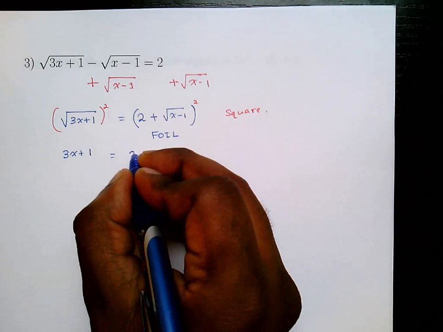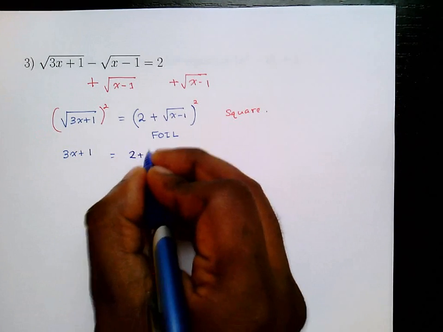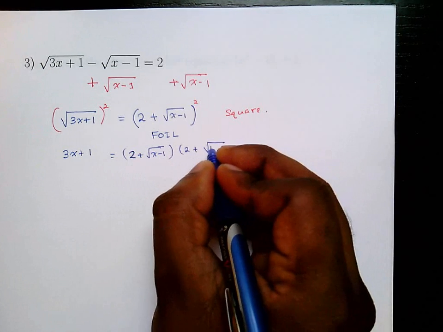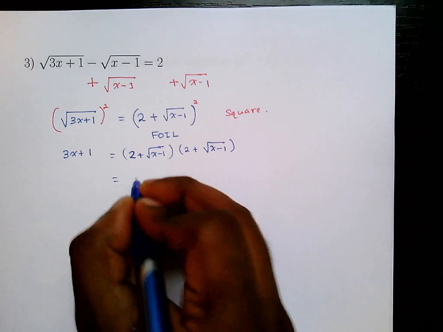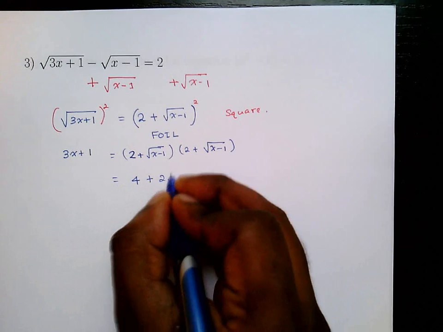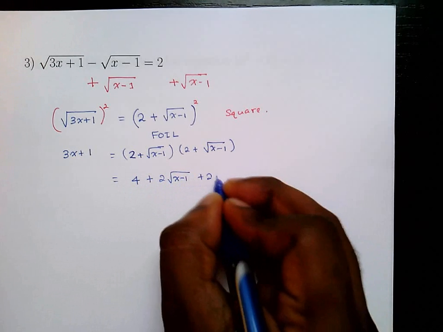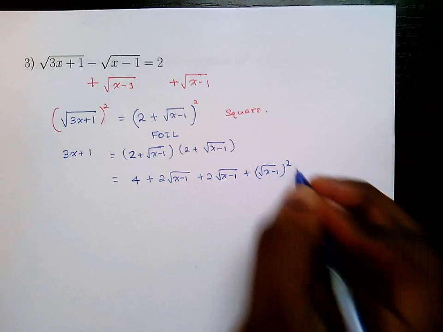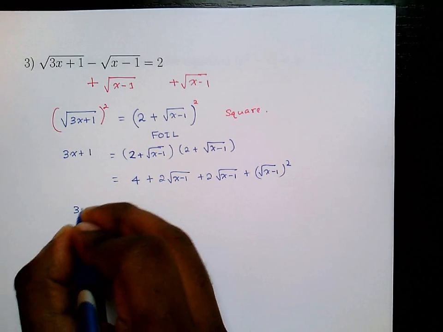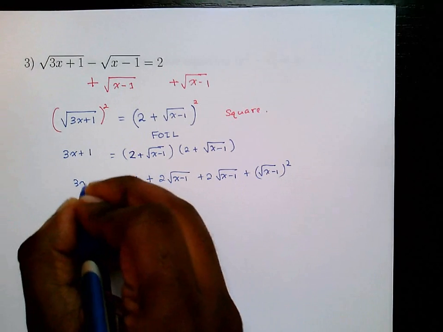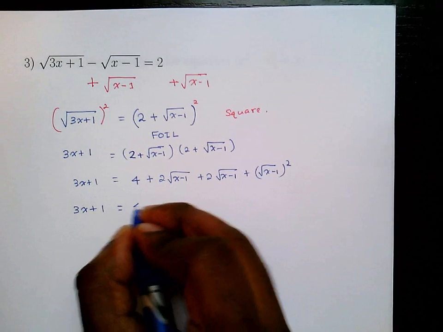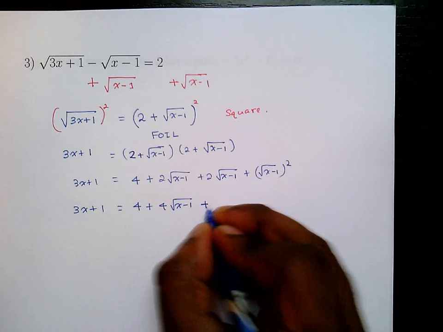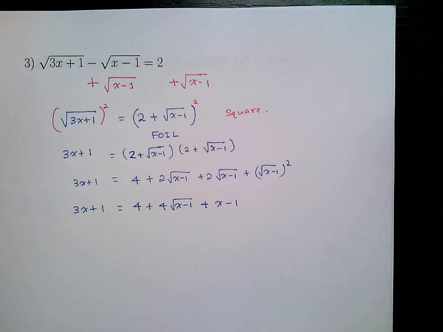and here you would get 2 plus root x minus 1 times 2 plus the same thing. Okay, so that would be 4 plus 2 root x minus 1 plus 2 root x minus 1 plus root x minus 1 squared, which is 4 plus 4 root x minus 1 plus x minus 1.